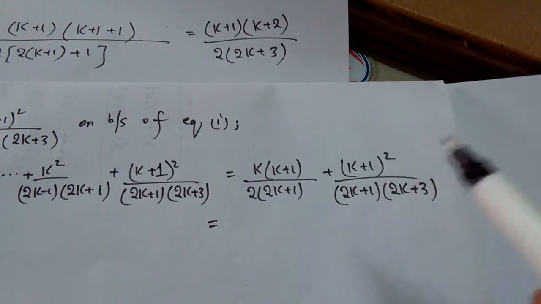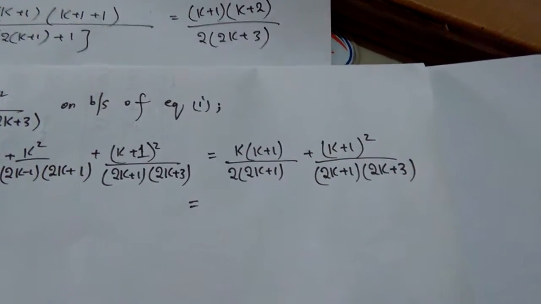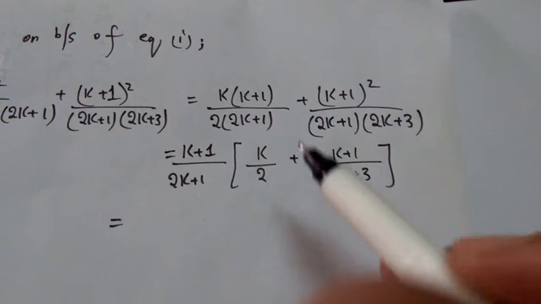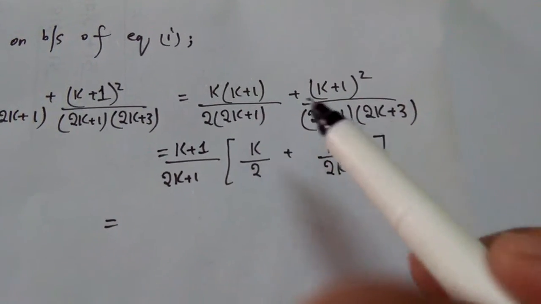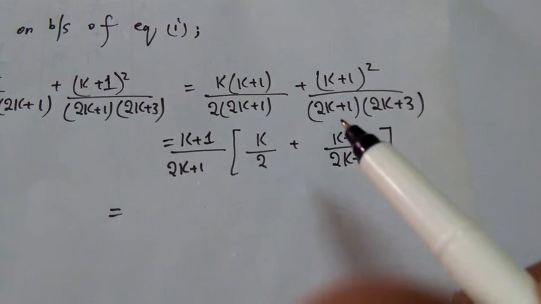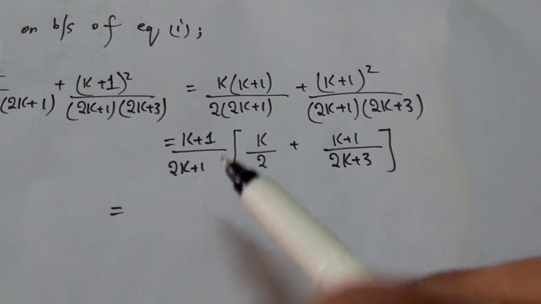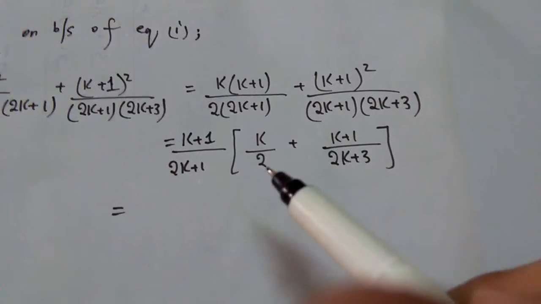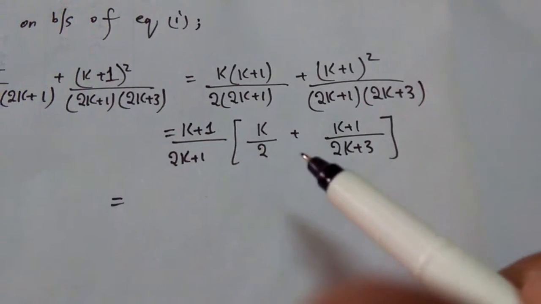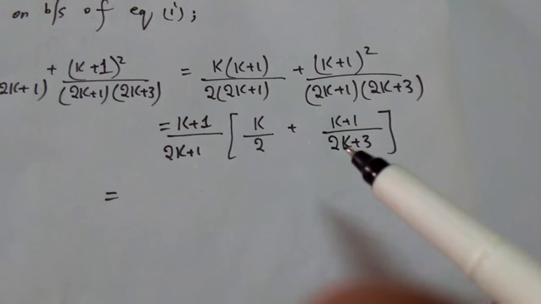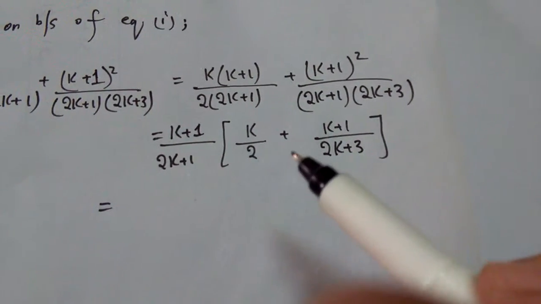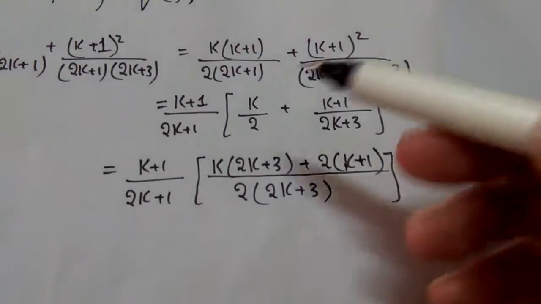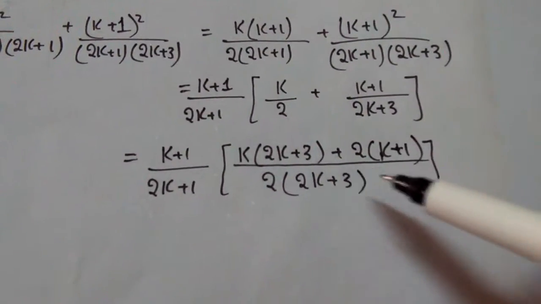Okay, and then the further solving work is going to continue. So I've just taken out k plus 1 common from both numerators and 2k plus 1 common from the denominators of both these terms, and the remaining terms left inside look like this. Now I have to take out the LCM of these two algebraic fractions. Okay, and after that, let's see how the term is going to look. I've just taken out the LCM and that's what I'm getting here.